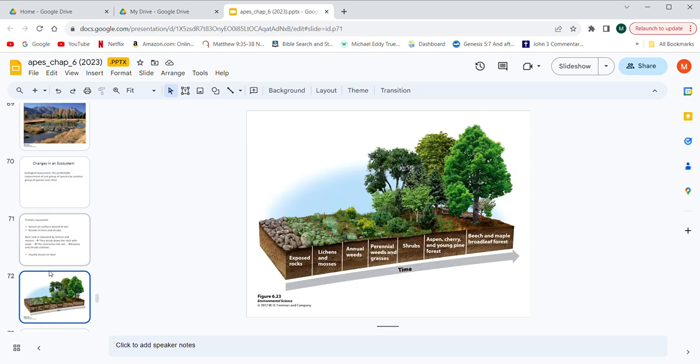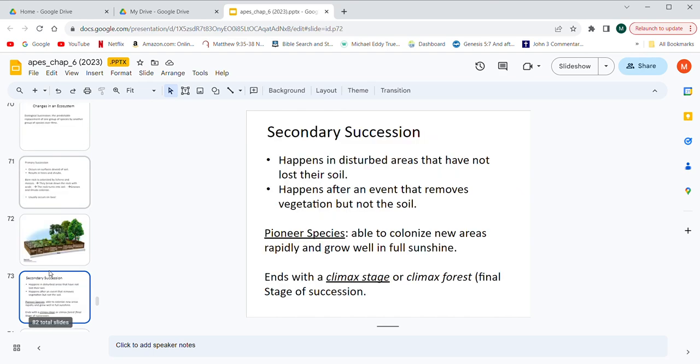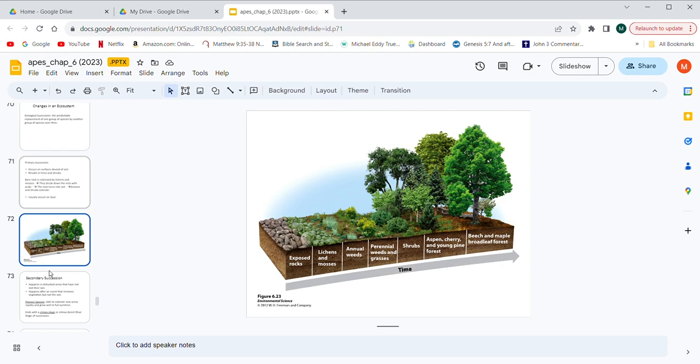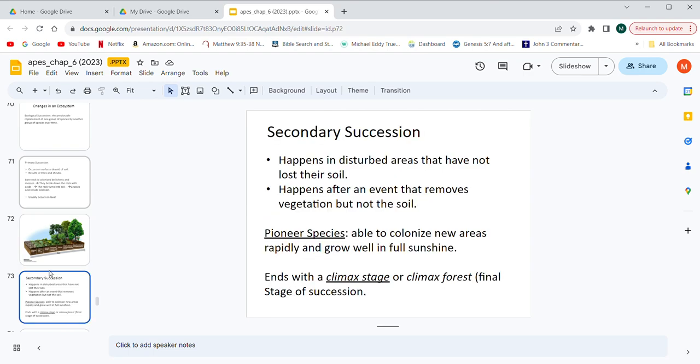This is kind of what it looks like. It starts as exposed rock, lichen comes in, then annual weeds, perennials, small shrubs, then usually fast-growing softwood trees, and then slow-growing, old-growth hardwood trees. That's primary succession. That's with virgin soil or just rock, parent material.